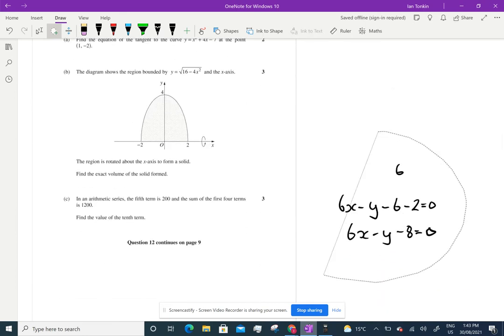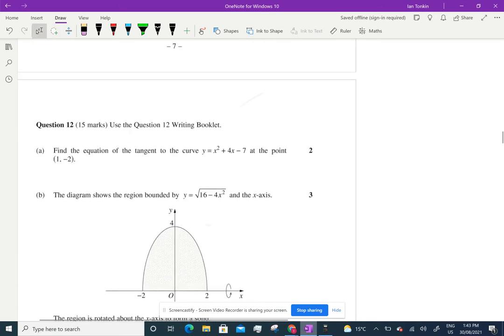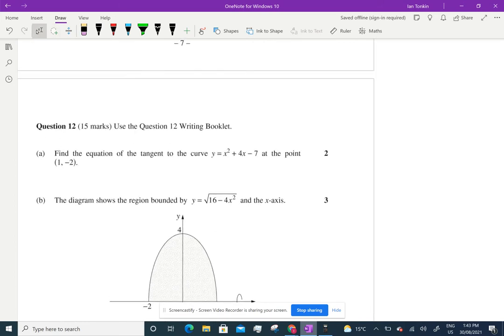So you can see me get it from the get-go. Beautiful, easy question. Find the equation of the tangent. Here's my curve, here's my point. Well, I've got a point, great: (1, -2). I just need to get a gradient.